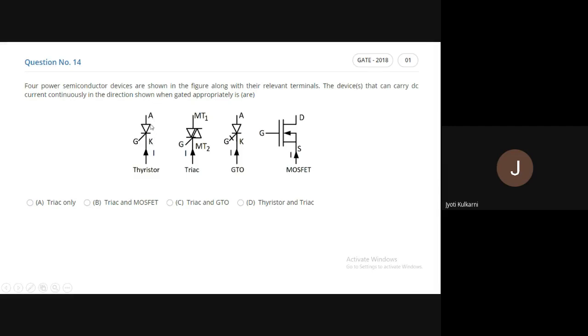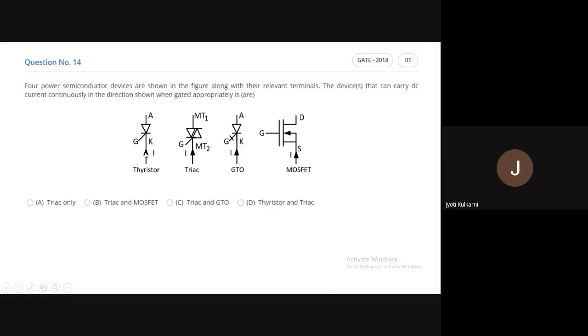So what does this arrow indicate? The current can only flow in thyristor and in GTO from which terminal to which terminal? From anode to cathode. So thyristor is a unidirectional device which can only take current from anode to cathode. But in the figure they are asking for cathode to anode. So obviously this device cannot carry current from cathode to anode because it cannot take the reverse current. Similar logic for GTO also. In GTO also they have shown the current from cathode to anode, so in GTO also the current cannot flow in the reverse direction because it is also a unidirectional device.